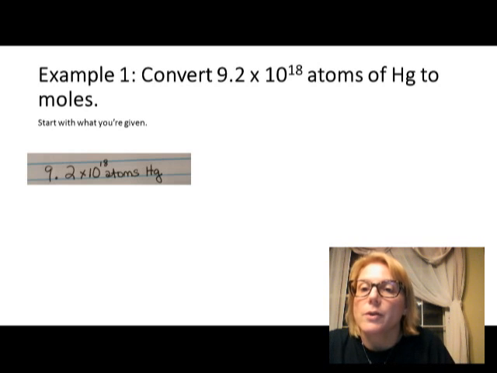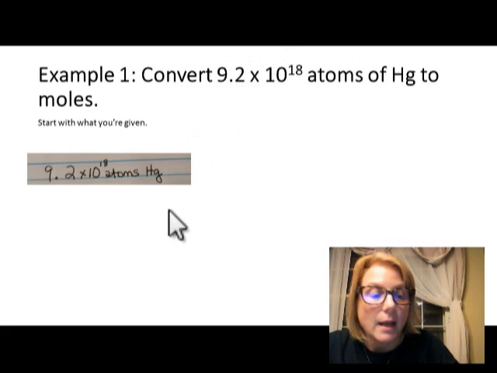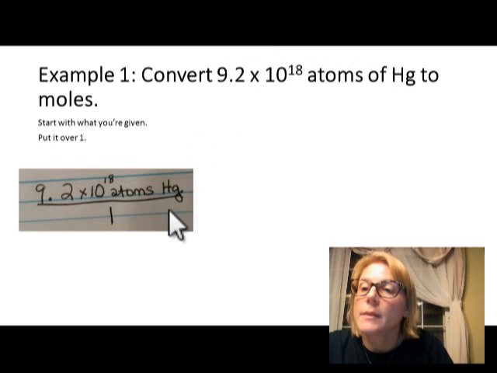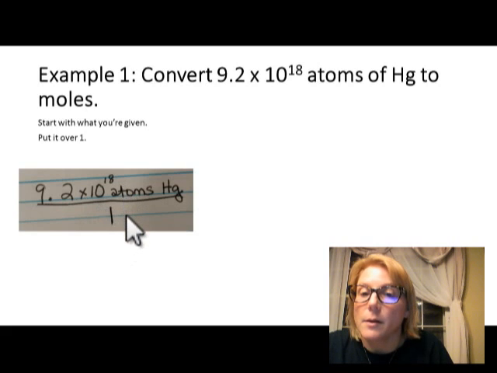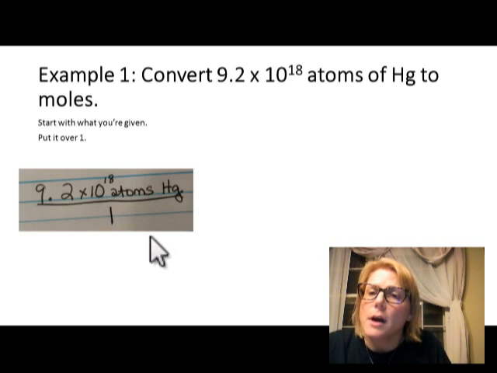Step 1 is start with what you're given. Notice that we're given 9.2 times 10 to the 18th atoms. So I write that down. The next step is we're going to put it over 1. The reason I'm putting it over 1 is so that I have something on the top and something on the bottom. When you're doing dimensional analysis, it's all about the units, what units are going to cancel and what units you're going to leave. So you have to have something on top and bottom.